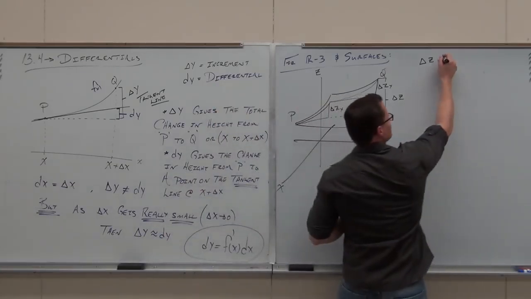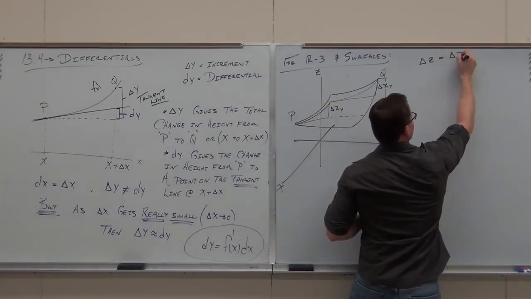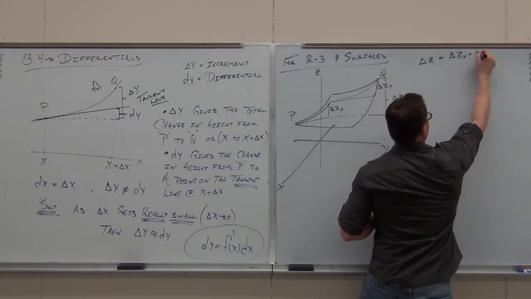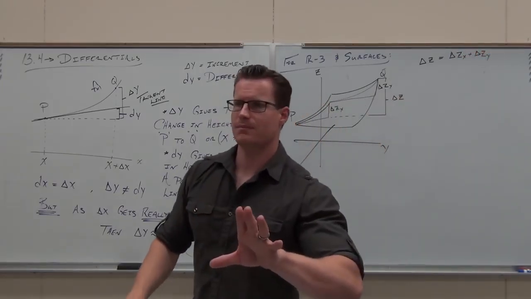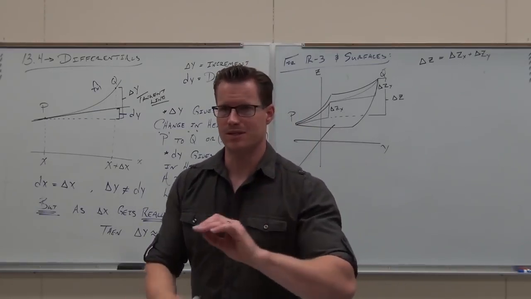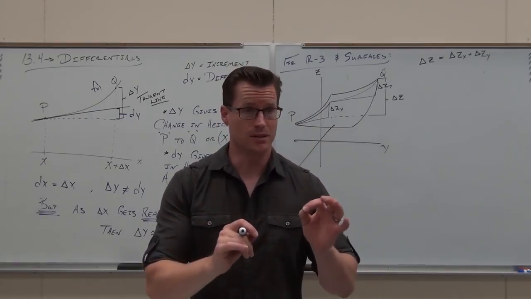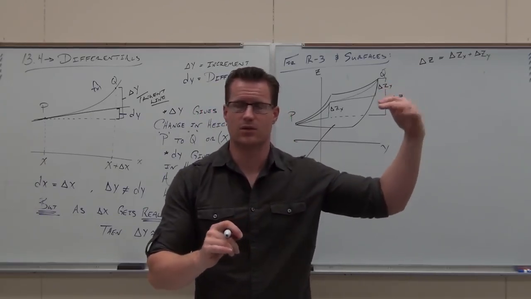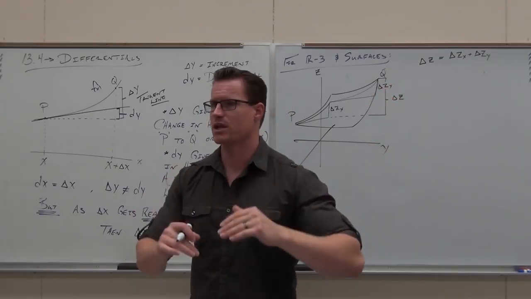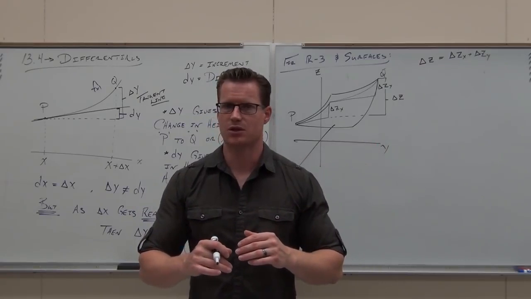So the idea says this is that. Notice I'm not using d's yet. I'm not using them at all. I'm using deltas, which means there's no error in this yet. It's literally the change in height along the y plus the change in height along the x, or vice versa, and we get total change in height. Does that make sense to you? It's a continuous surface. We can do that.